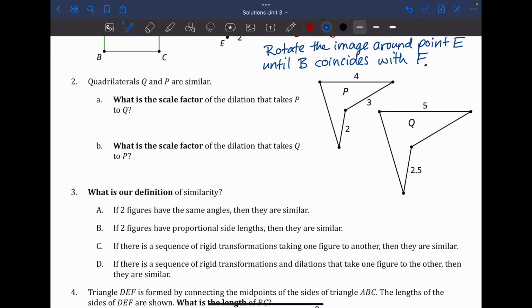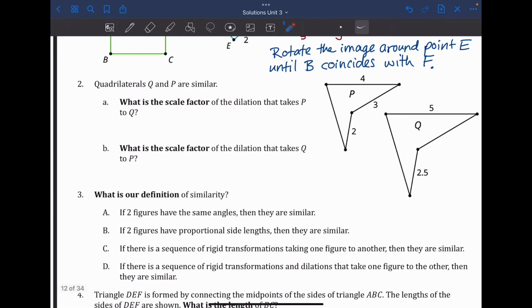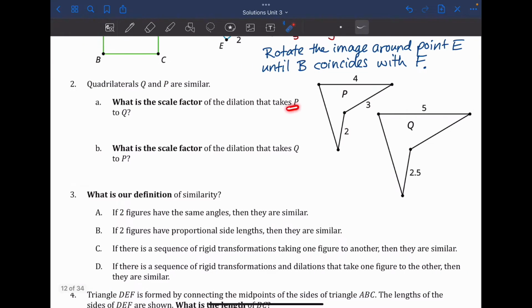We want to know what is the scale factor of the dilation that takes P to Q and then that takes Q to P. So if we are starting with P going to Q, that means that Q is our image and P is the pre-image. So if I have P to Q, that means I want a number from Q.